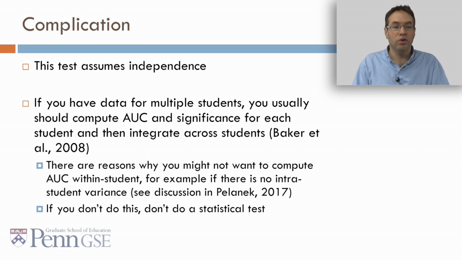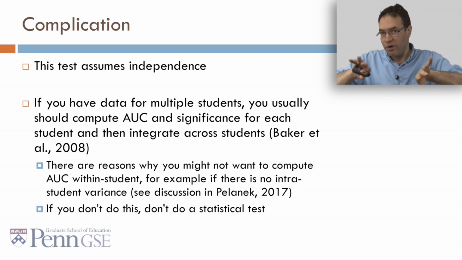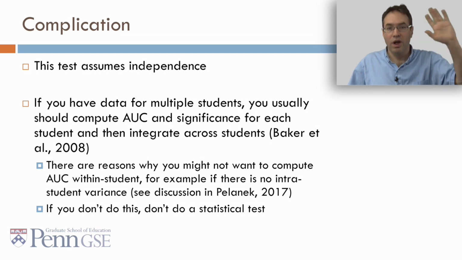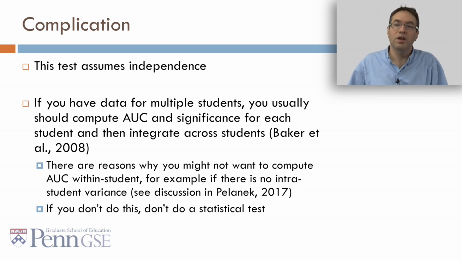In this case, what you can do is compute AUC and statistical significance for each student and then integrate across the students. Now, there are reasons why you might not want to compute AUC within student. For example, if there's no intra-student variance, if a student's data points are very highly correlated to each other. But if you don't do this kind of separation out, don't do a stat test. If you are not going to separate out by student, if you can just throw it all in a hopper, go ahead and compute AUC, but don't do a stat test on it.